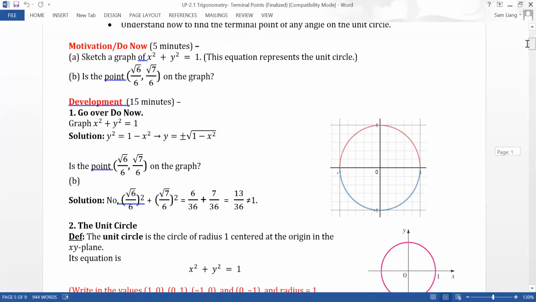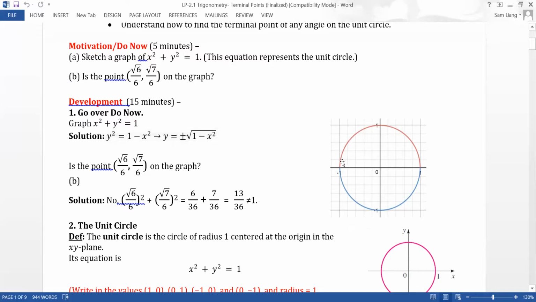All right, here is the solution to part A. So in order to graph this, we're first going to isolate y. So we're going to separate into two separate equations. So we have y squared equals 1 minus x squared. And then from here, we're going to take the square root of both sides. So we have y equals plus or minus the square root of 1 minus x squared.